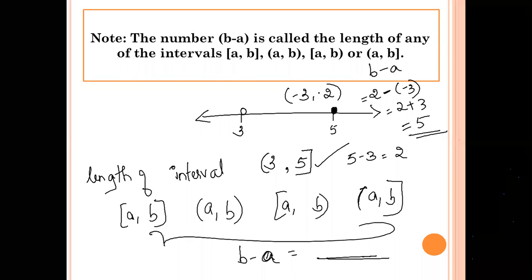Remember, it is b minus a. B is this point and a is this point, and the minus doesn't change. Those who have made a mistake, I hope you have got what the mistake is. So it is 2 plus 3 is equal to 5. The length of an interval is nothing but b minus a. Whatever kind of interval it might be, even if it is closed, open, half closed, half open, the length of an interval is nothing but b minus a.